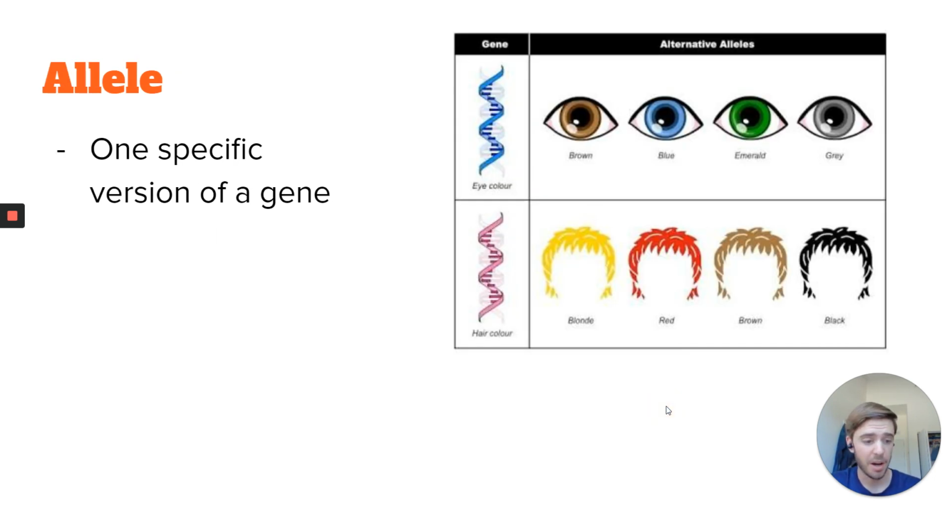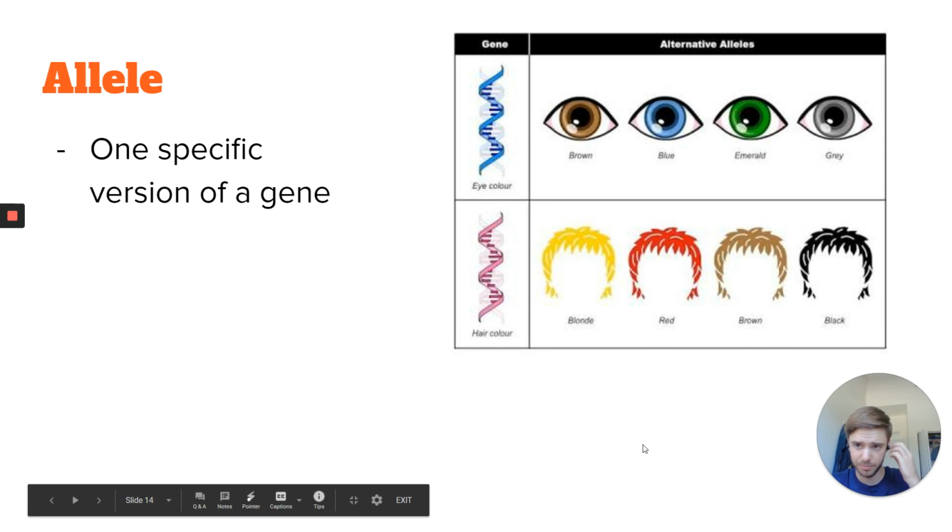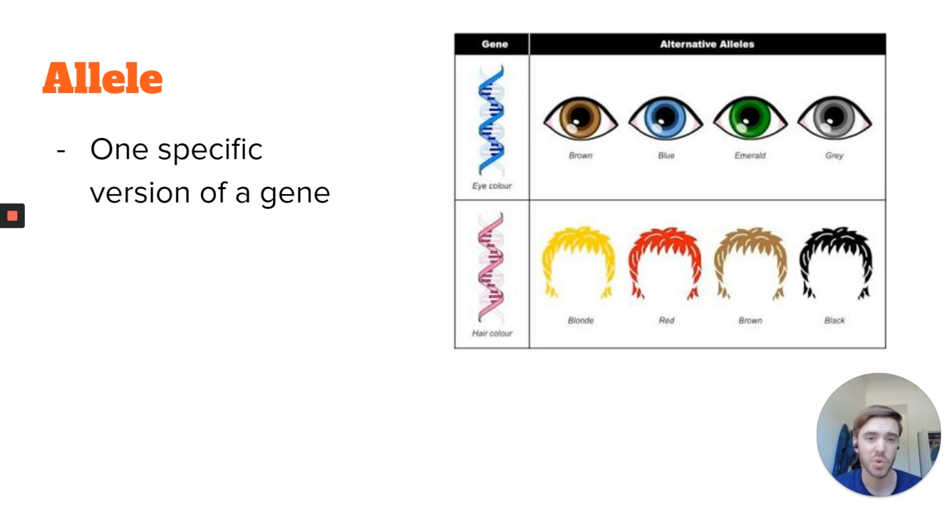All right, and then we got up to our last word, allele. So for allele, an allele is just one specific version of a gene, right? So if we want to take the gene of eye color, there's lots of different versions of eye color, right? You can have brown eyes, blue eyes, green eyes, black eyes, lots of different colors of eyes.